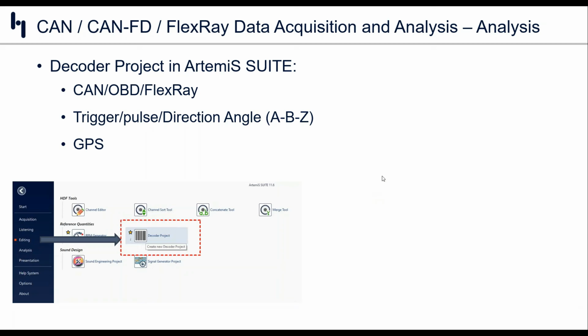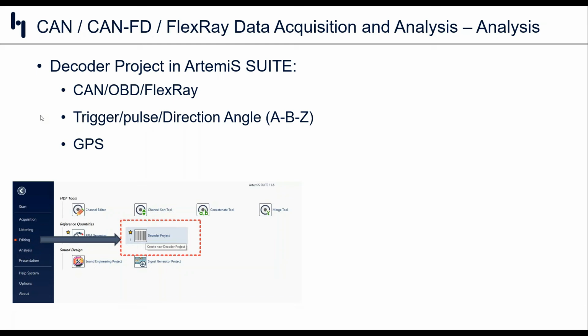So, Decoder project in Artemis Suite. Decoder project is where all digital signal extraction happens. So it decodes the digital signal into analog channels. This is good for CAN, CAN FD, OBD, FlexRay. It's good for trigger and pulse channels, as well as the direction angle sensor, ABZ type sensor, and also the GPS signals that can be recorded with various head acoustics front ends.